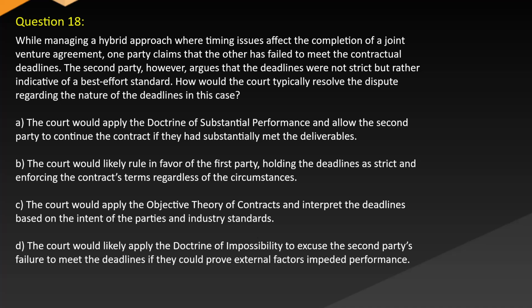A. The court would apply the doctrine of substantial performance and allow the second party to continue the contract if they had substantially met the deliverables. B. The court would likely rule in favor of the first party, holding the deadlines as strict and enforcing the contract's terms regardless of the circumstances. C. The court would apply the objective theory of contracts and interpret the deadlines based on the intent of the parties and industry standards. D. The court would likely apply the doctrine of impossibility to excuse the second party's failure to meet the deadlines if they could prove external factors impeded performance.